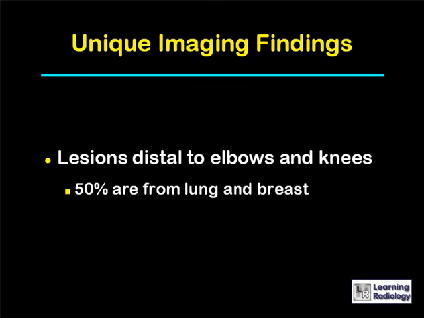There are some unique imaging findings, even though most bone metastases tend to look similar to other metastases, regardless of the primary. Lesions that are found distal to the elbows and knees are uncommon for metastatic disease. When you see these, you should think of primaries in the lung or breast.